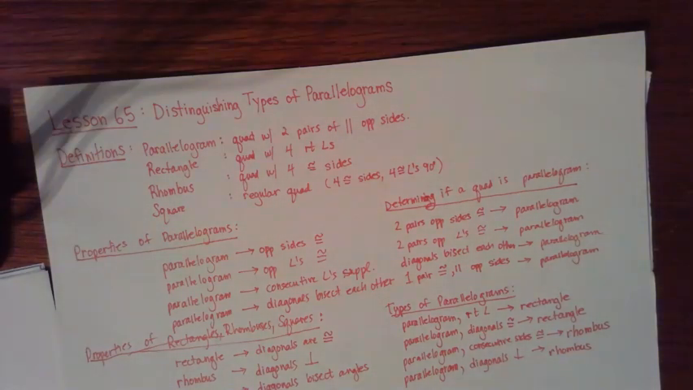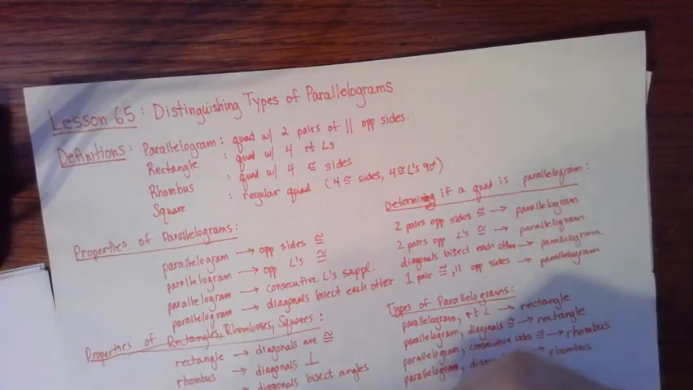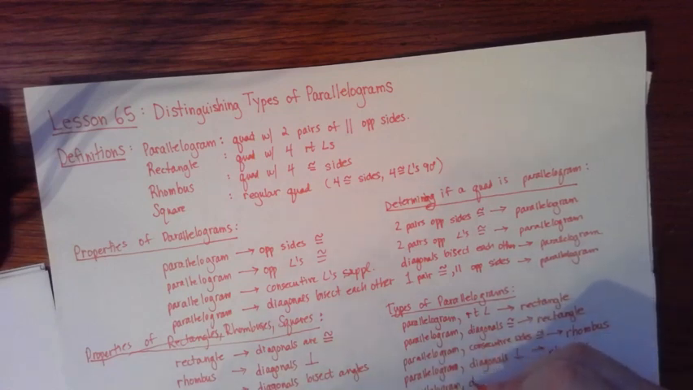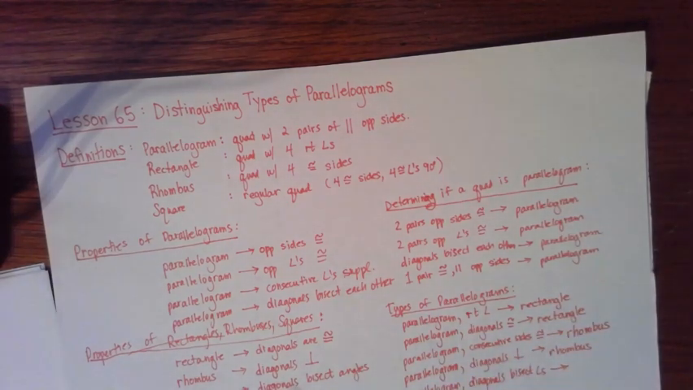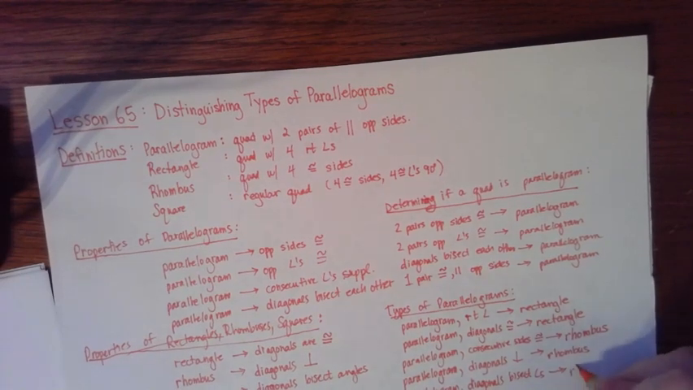And finally, if it's a parallelogram and I know that the diagonals bisect the angles, again, where have I seen that before? This one's going to be a rhombus.